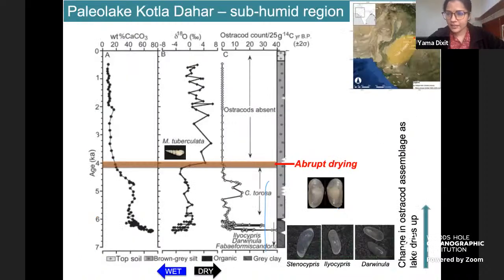So the first lake that I'll be talking about is Kotla Dahar. It is in the subhumid region. These are the three records that I reconstructed. So age is on the y-axis, and on the x-axis you have percent weight carbonate, so how much carbonate is constituting the sediments. Oxygen isotope of this shell, which is a gastropod shell called Melanoides tuberculata.